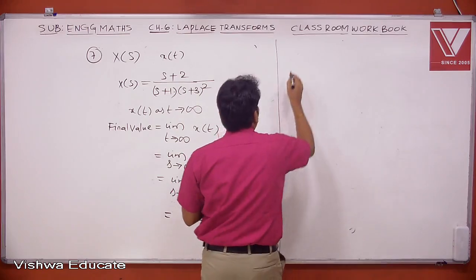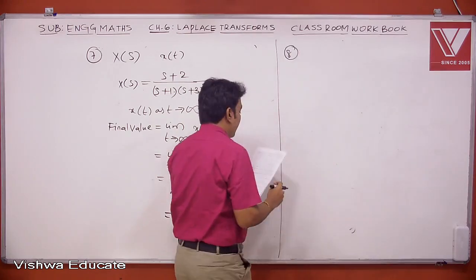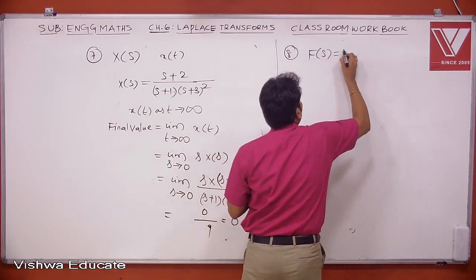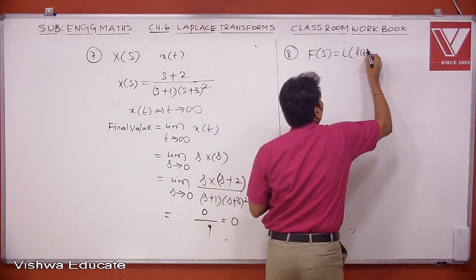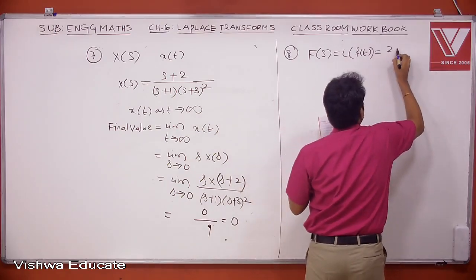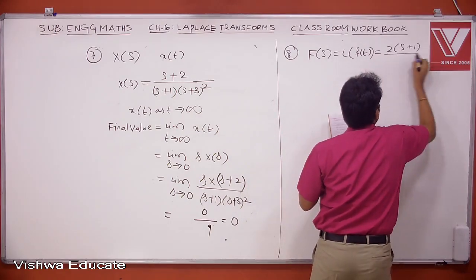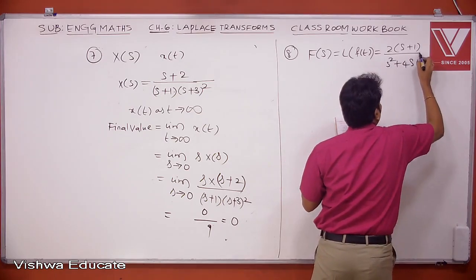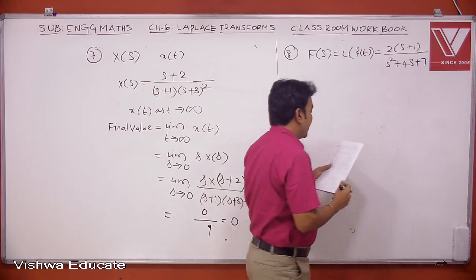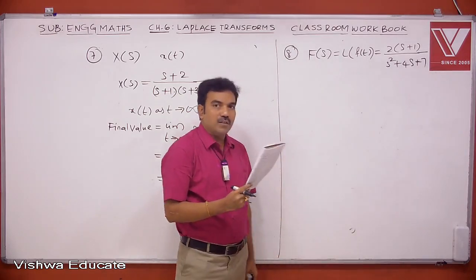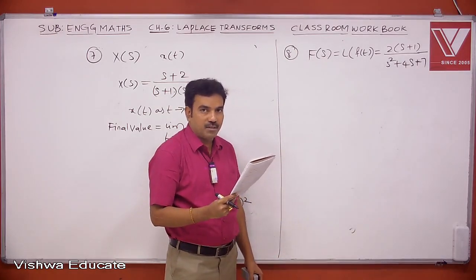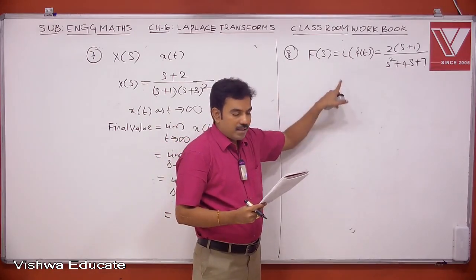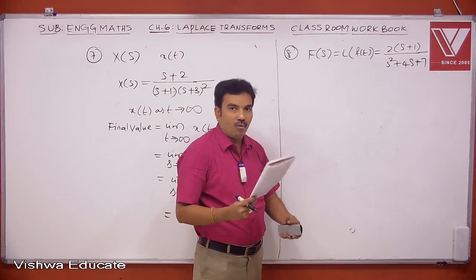That's question number 8. If F of s, the Laplace of small f of t, equals 2 into (s plus 1) divided by (s square plus 4s plus 7), then the initial and final values of small f of t are respectively. So small f is not given, but its Laplace is given. They are asking its initial and final values.